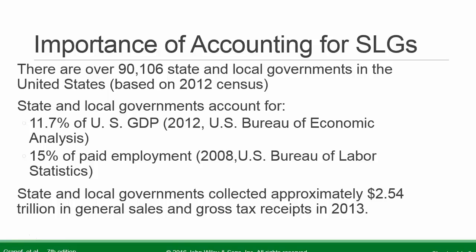There are over 90,000 state and local governments in the United States based on a 2012 census. State and local governments account for 11.7% of the U.S. GDP, 15% of paid employment. State and local governments collected approximately $2.54 trillion in general sales and gross tax receipts in 2013.